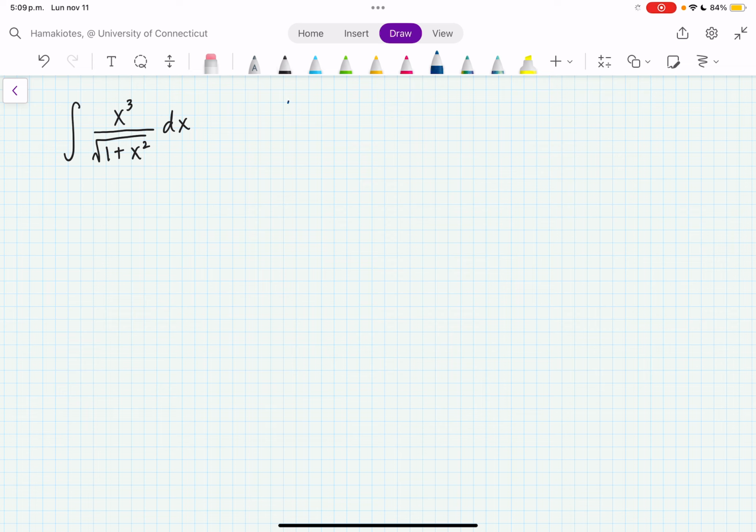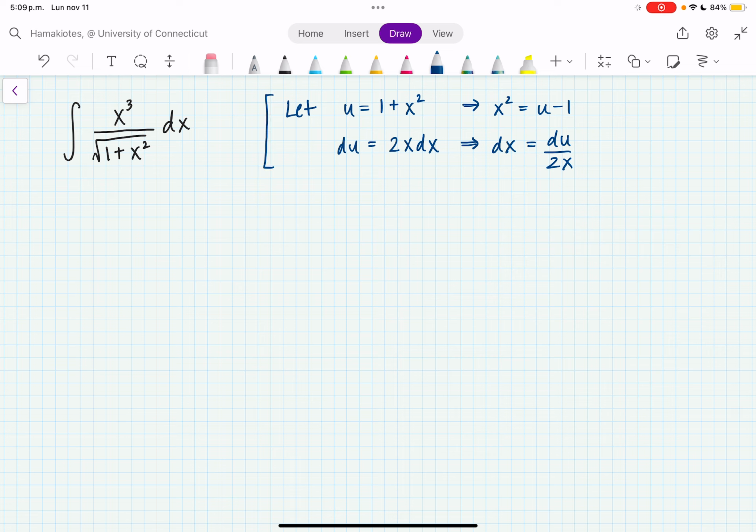equal 1 plus x squared. So then I can rewrite x squared as u minus 1, and then that means that du is 2x dx. And in terms of dx, that is du divided by 2x.